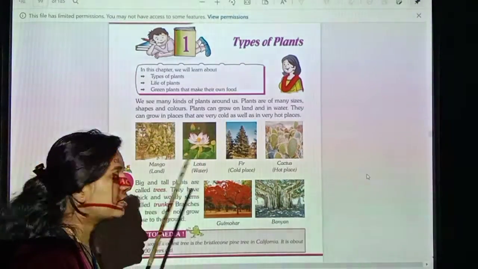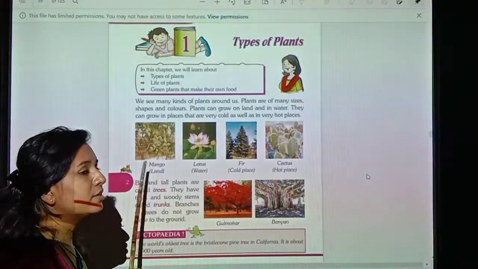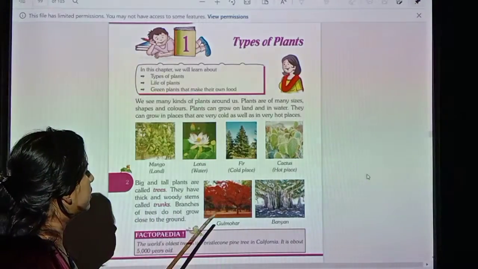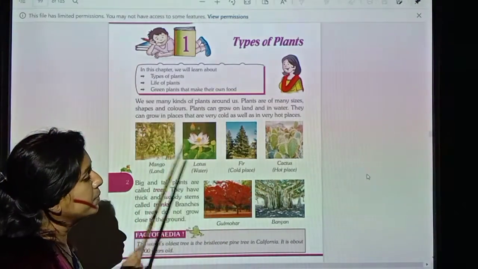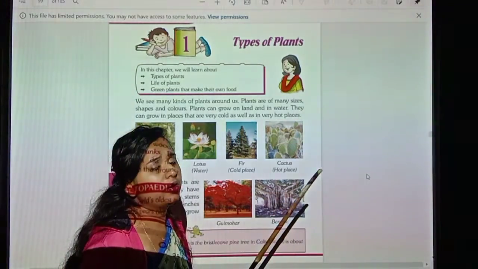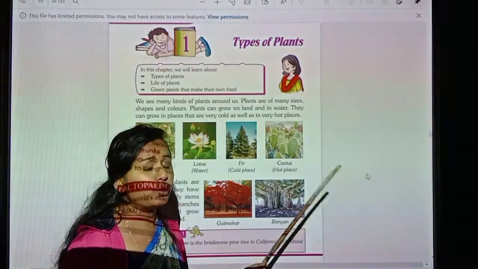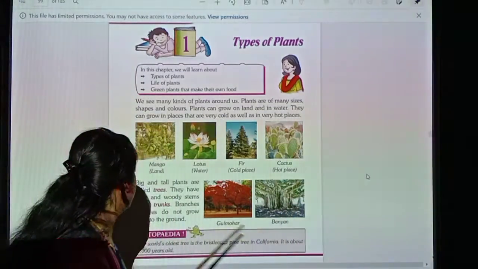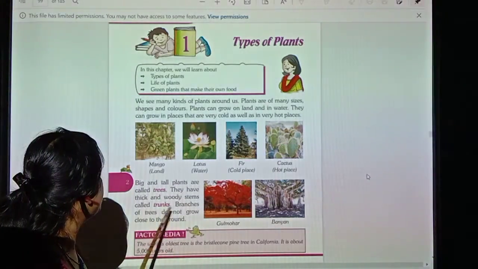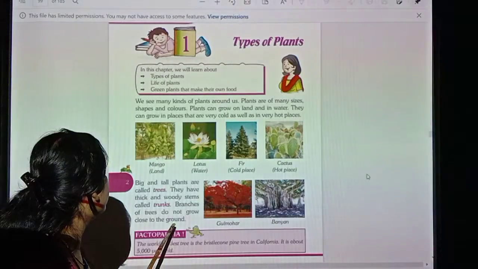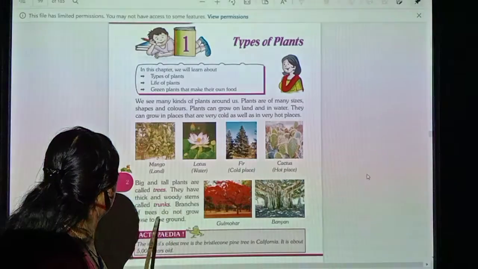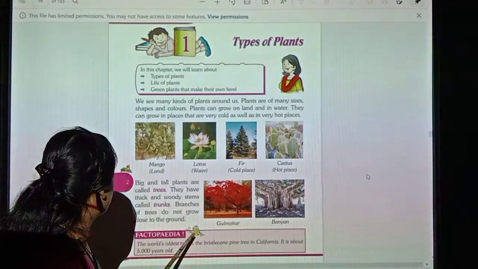What do you mean by trees? Big and tall plants are called trees. They have a thick and woody stem called trunk. You can see the trunk in the middle, that is big, right? It's woody, you can't push that, you can't lift that, isn't it? That is a heavy woody stem, that is called trunk. The branches of trees do not grow close to the ground.